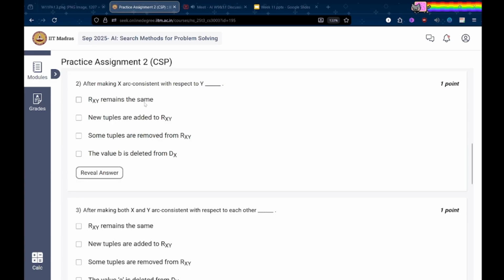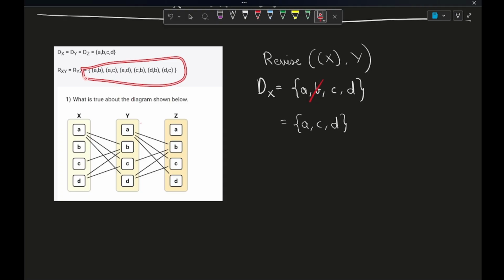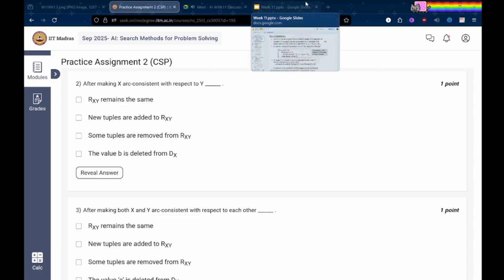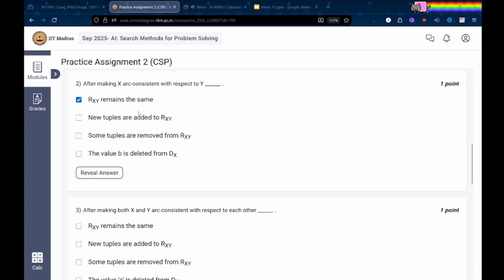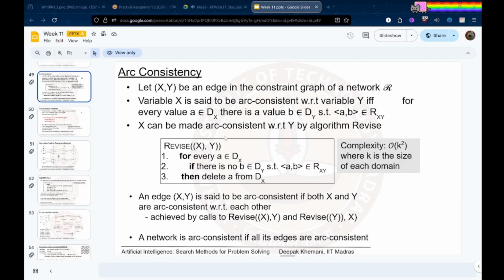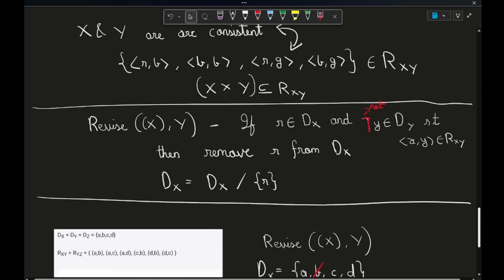So after making arc consistent, RXY remains the same. We also update RXY, right? RXY remains the same. I don't see how RXY would be affected. Yeah, the domain is the one that's changing, right? When we call reverse way, then it will change. Okay, let's see that afterwards. RXY will remain the same because the relations are already intact. If there is no edge going from A to B, say, or X to Y, then there is no relation over there. So RXY will remain the same.